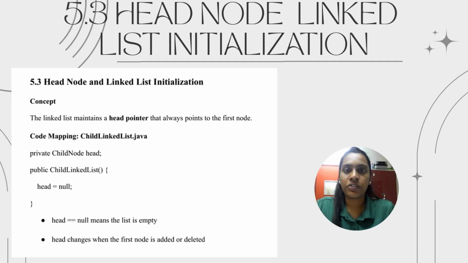Now I'm going to talk about section 5.3, head node and linked list initialization. So the concept is that the linked list maintains a head pointer that always points to the first node. In the code mapping, as you can see in the slide, head equals null means the list is completely empty. When the first child is added, the head will point to the new node. When the head node is deleted, the head updates to the next node. So this head is the starting point for all operations: add, search, update, delete. Now let's see how these concepts are used in the search operation as well.